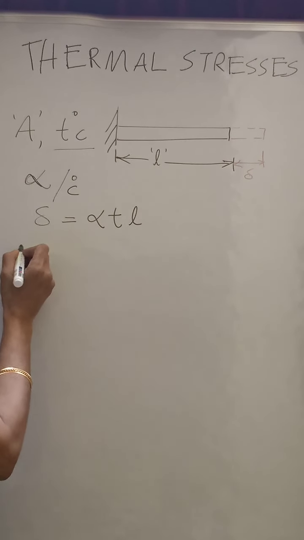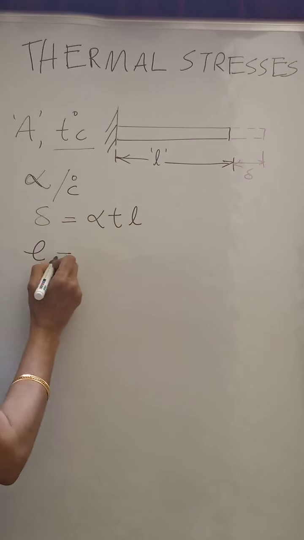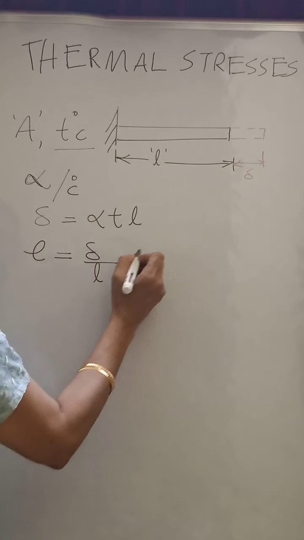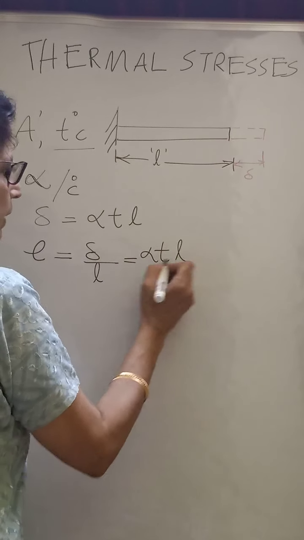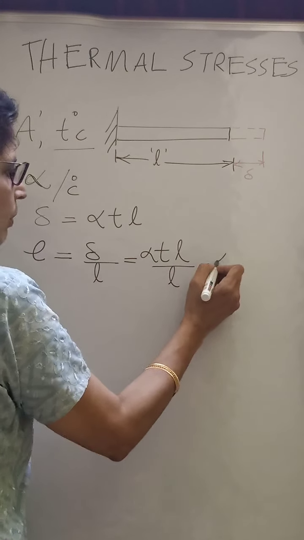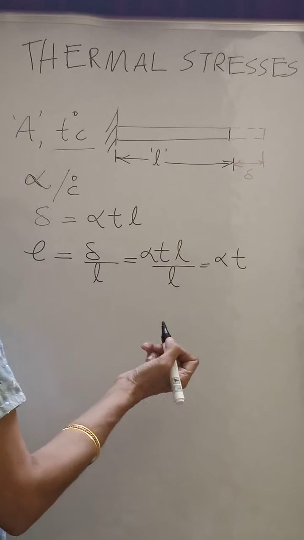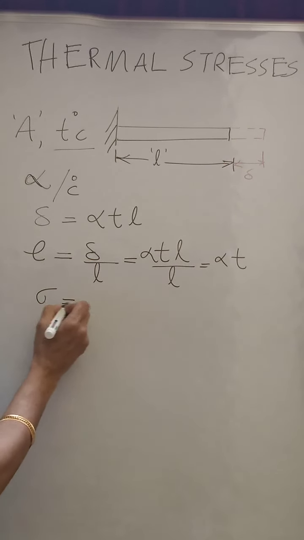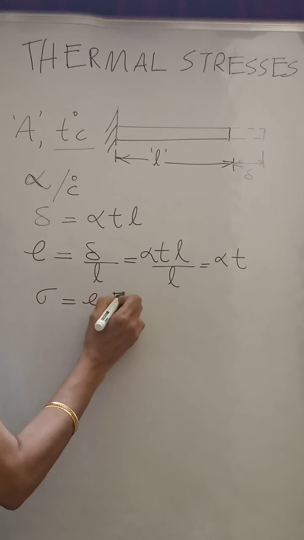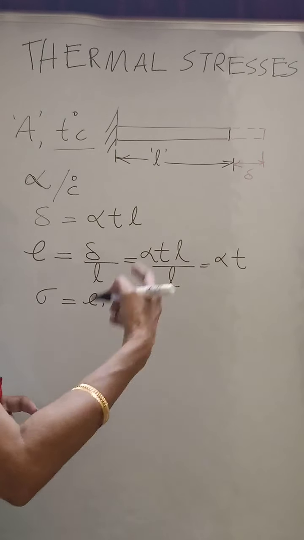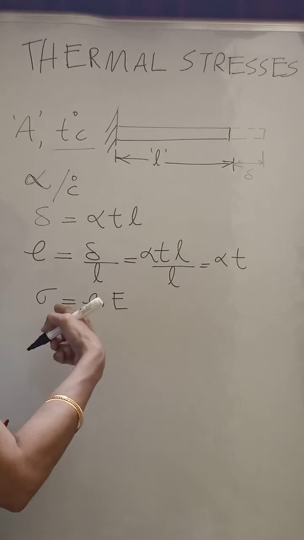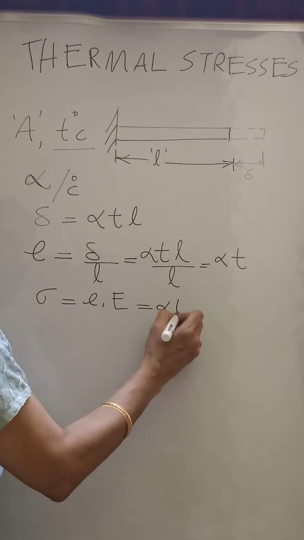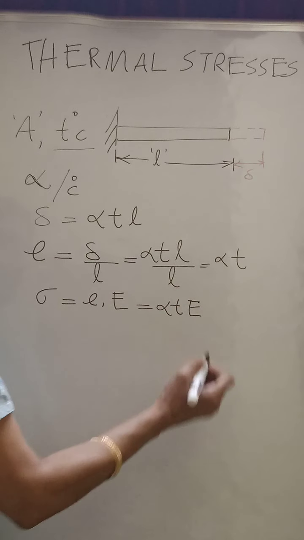Now from this you can find out the strain. Strain is nothing but change in length to original length. So we will have alpha T L divided by L, equal to alpha T. So this is the strain. If you know the strain, you can find out the stress developed, which is equal to strain into Young's modulus, because Young's modulus is equal to stress by strain. So stress is equal to strain into Young's modulus, which gives alpha T into capital E.